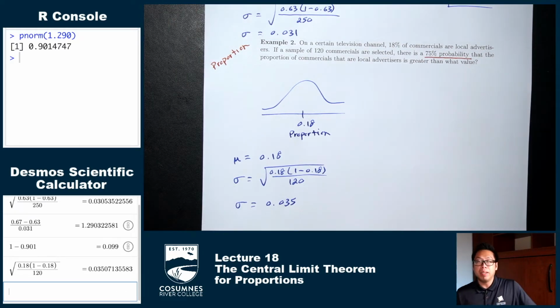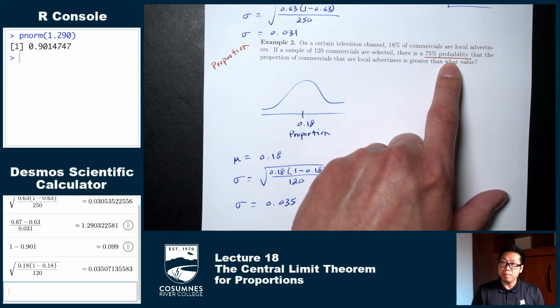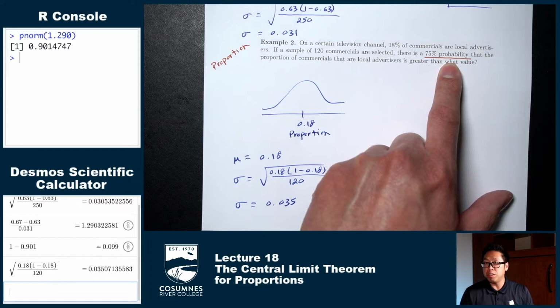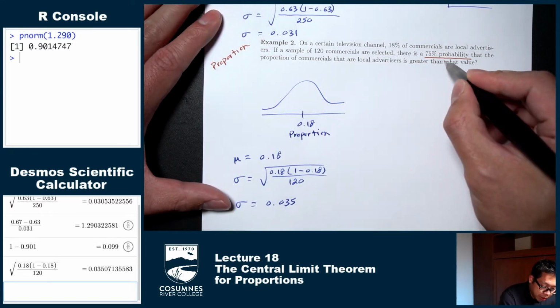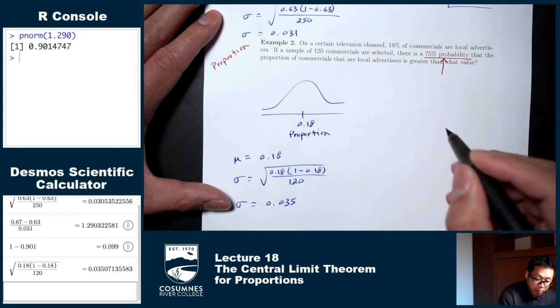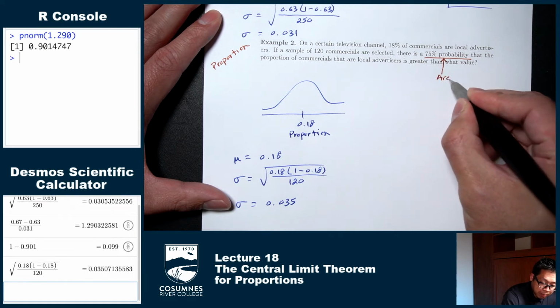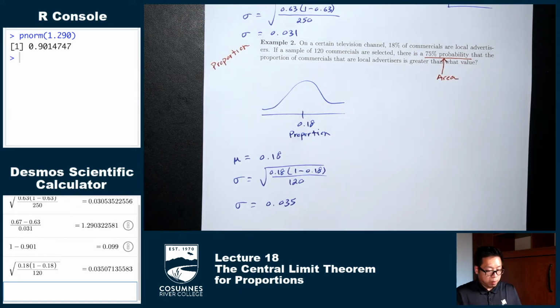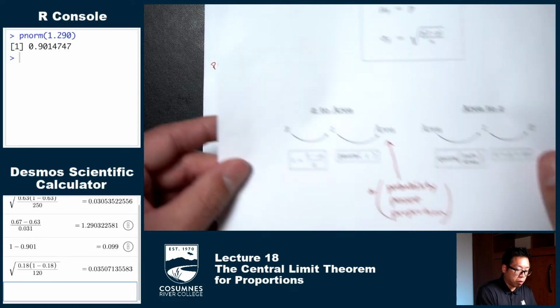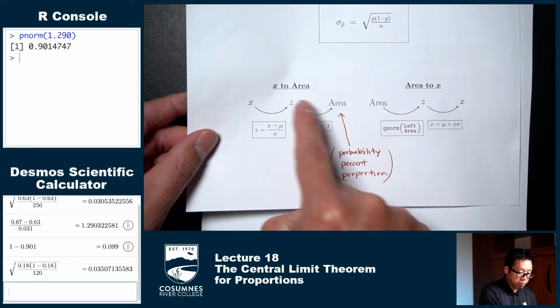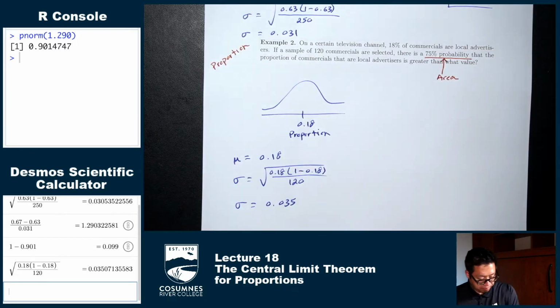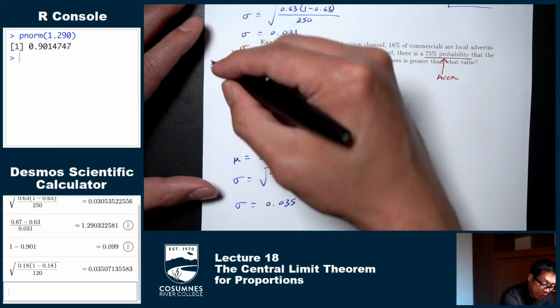What is that? Is that an x or is that an area? Probability, right? That's one of those P words that I said you should think area. So that 75% is an area. So I'm giving you an area to start. Which one starts with an area? Area to x. This is going to be an area to x question.